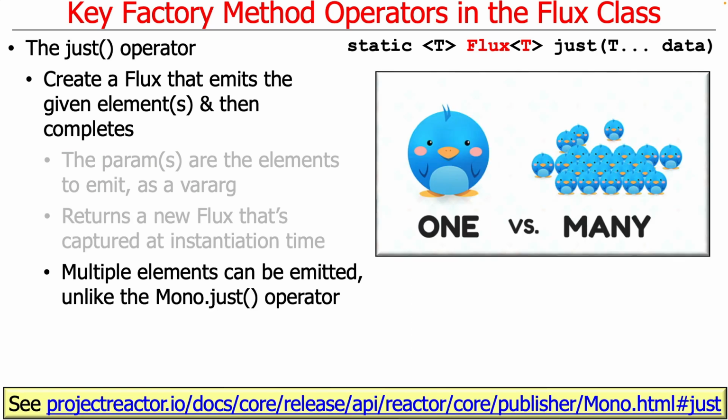As you can see, multiple elements can be emitted based on what you put in the varargs parameter list, unlike Mono's just operator. We haven't talked a lot about Mono, but as you might imagine, Mono has only one thing that it emits. So Mono's just will emit one versus Flux's just, which can emit many. Pretty straightforward.